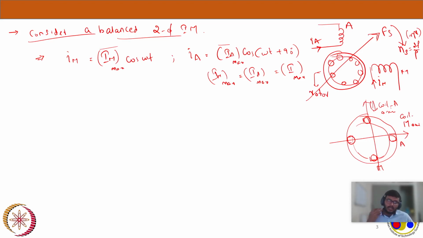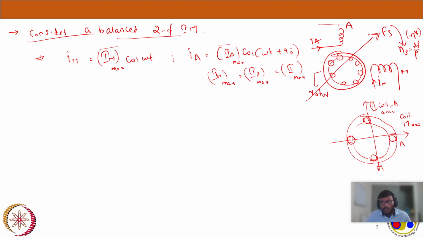If you remember the discussion in transformers, you might have heard this kind of connection, which people call Scott connection. So people use this Scott connection, which converts a balanced three-phase supply to a balanced two-phase supply. It's used for the conversion. Then, if you want to rotate a two-phase induction motor, we connect this motor after the Scott connection, which gives us a balanced two-phase supply. That way we can run it and do the analysis.